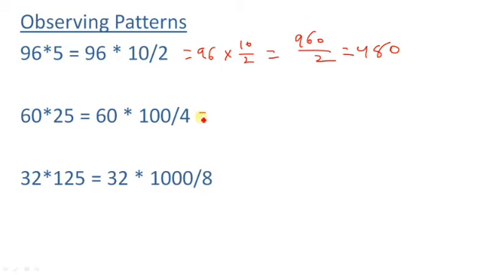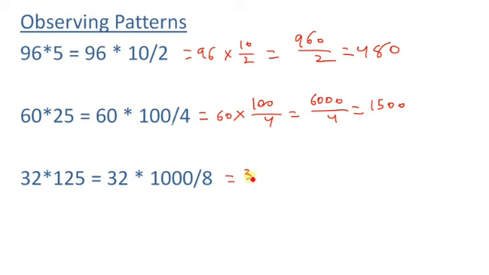Similarly, look at another example. It is 60 into 25. 25 can be represented in the form of 100 by 4, because 25 into 4 is equal to 100. So 25 is equal to 100 divided by 4. So 60 into 100 by 4. 60 into 100 is 6000 by 4. It will be 1500.